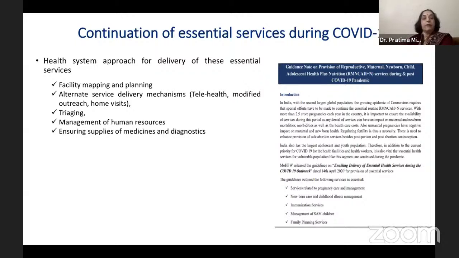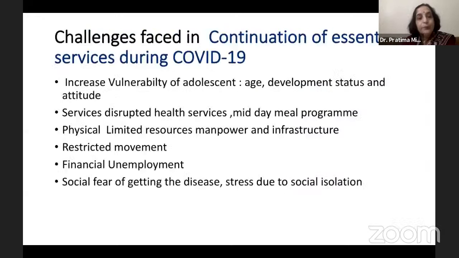So for that, facility mapping and planning was advised. Alternate service delivery mechanisms were developed, like telehealth, modified outreach activities, home visits, etc., triaging, management of human resources, and ensuring supplies of medicine and diagnostics. Here, I would just like to thank Dr. Rosa, the Deputy Commissioner of Adolescent Health at the Ministry of Health and Family Welfare, who has shared these slides with me regarding the activities of the Ministry for adolescent health.